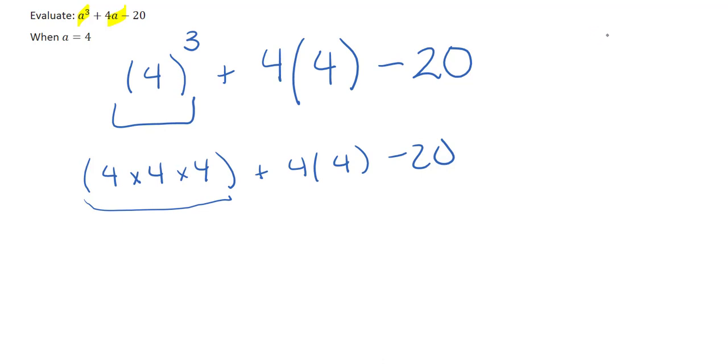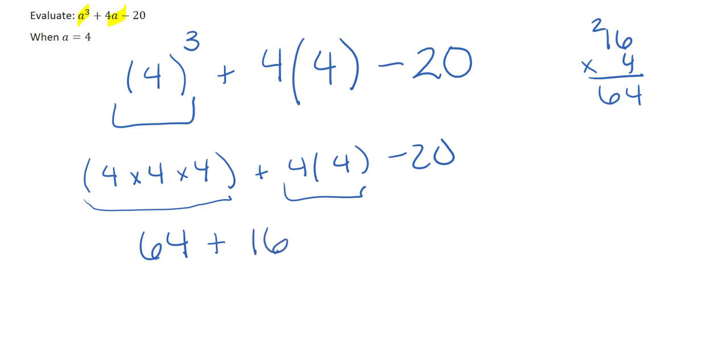If you're unsure, let's look at this. We have 16 because 4 times 4 is 16, times 4. You go ahead and multiply. 6 times 4 is 24. Carry the 2. 4 times 1 is 4, plus 2 is 6. So we got 64. Then plus, and the next step is multiplication. 4 times 4 is 16, and then minus 20.